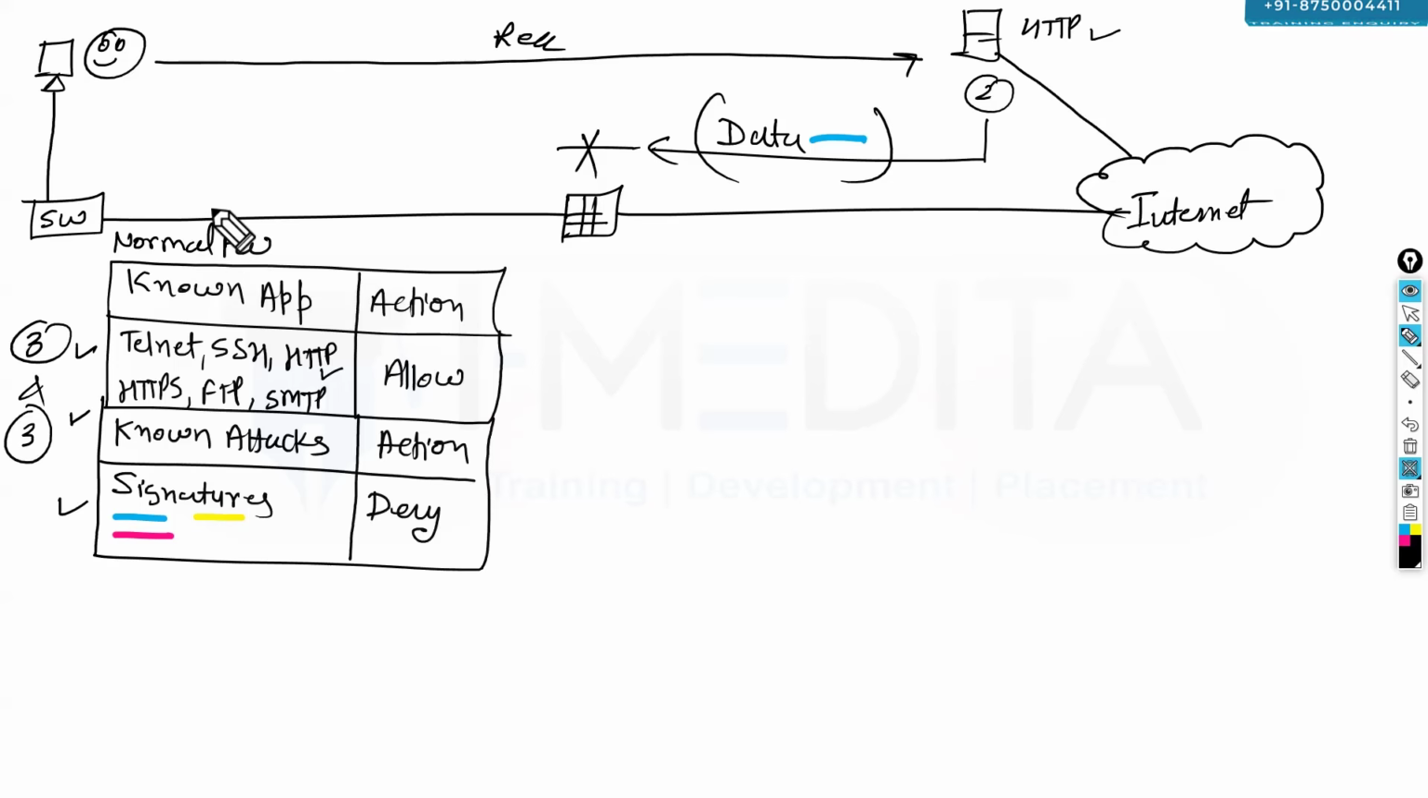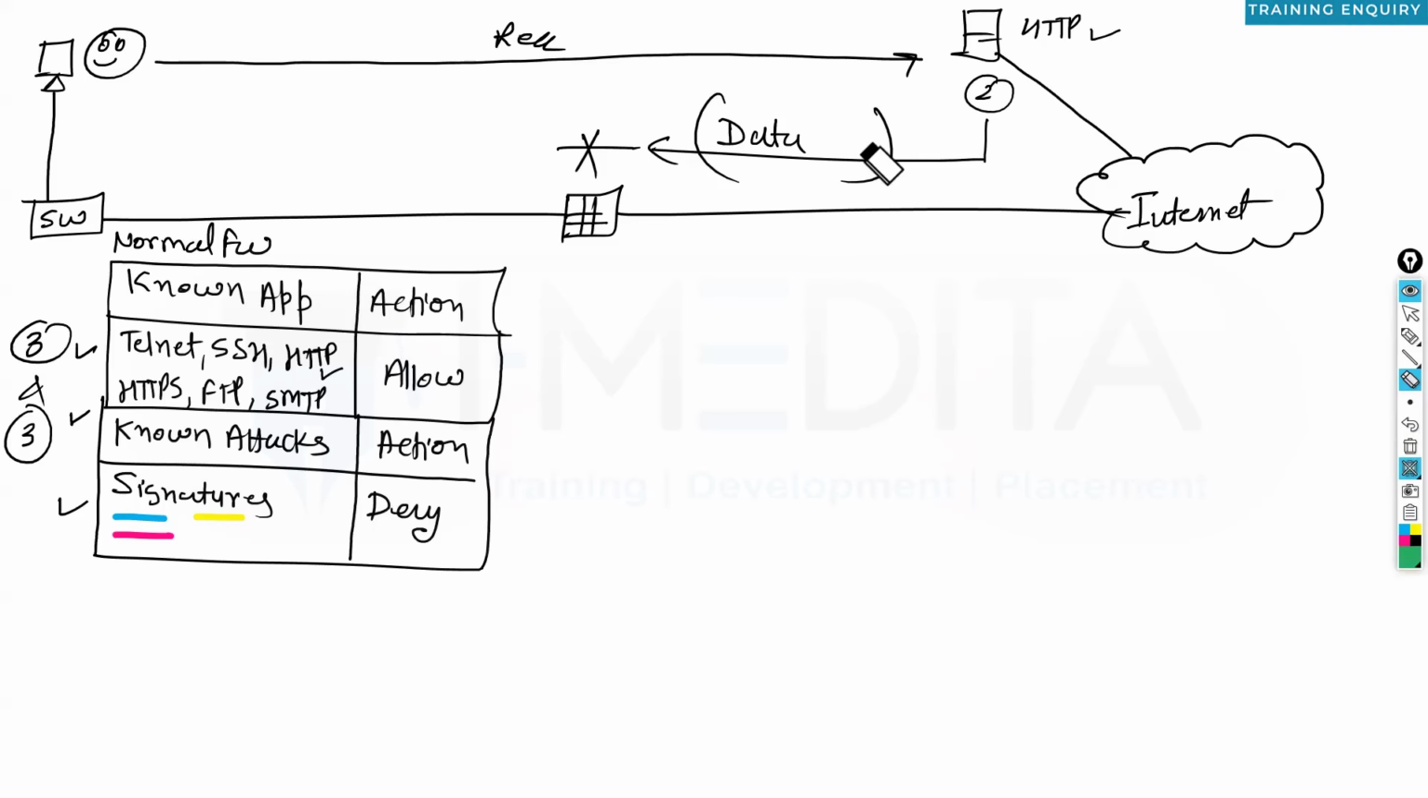At a normal firewall, we will define applications and attacks. If the traffic or reply is matching with a known application and it has no attack, we will allow it. If the reply is matching with a known application as well as a known attack, we will deny it. So a normal firewall will allow known apps and a normal firewall will deny known attacks. What will happen if this data has an unknown attack?